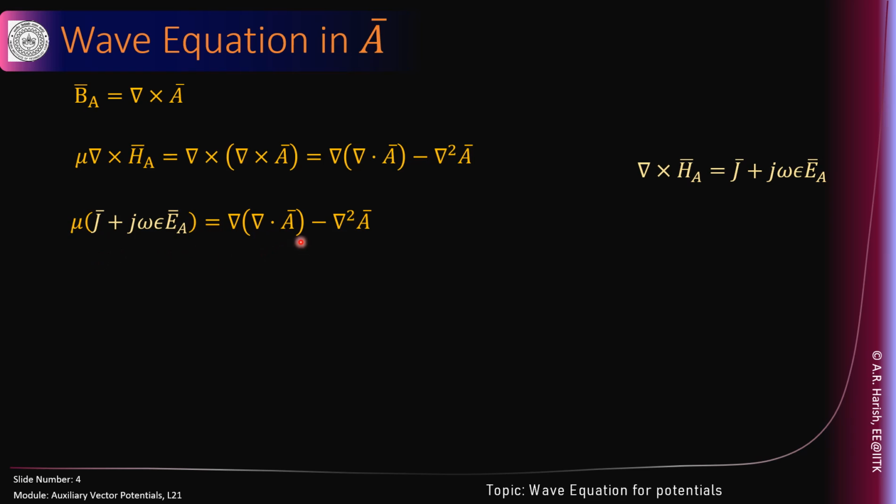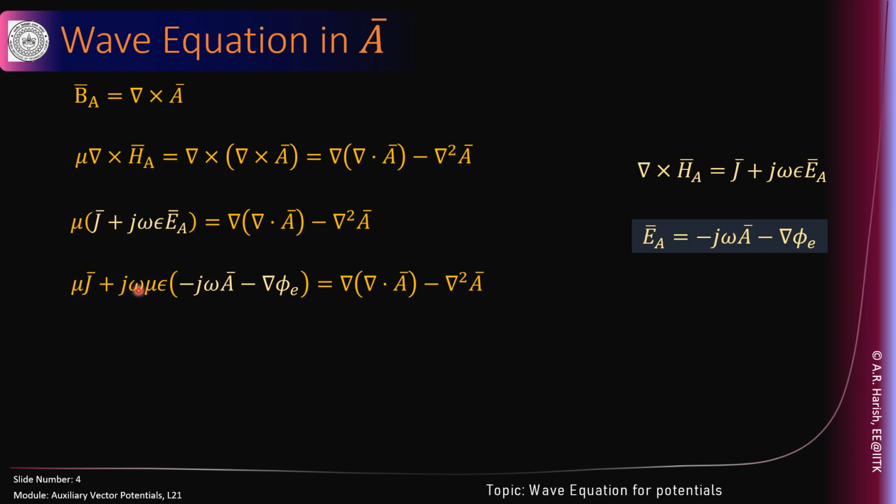And what we have is a result which is given here: mu times J plus j omega epsilon E_A is equal to del dot A minus del square A. Now we know the relationship or equation for E in terms of A and phi, del phi. Substitute here in this equation and expand this term, and what we have is mu J plus omega square mu epsilon, this quantity here, minus j omega mu epsilon del phi_E equal to del dot A minus del square A. Do you realize what we are trying to do?